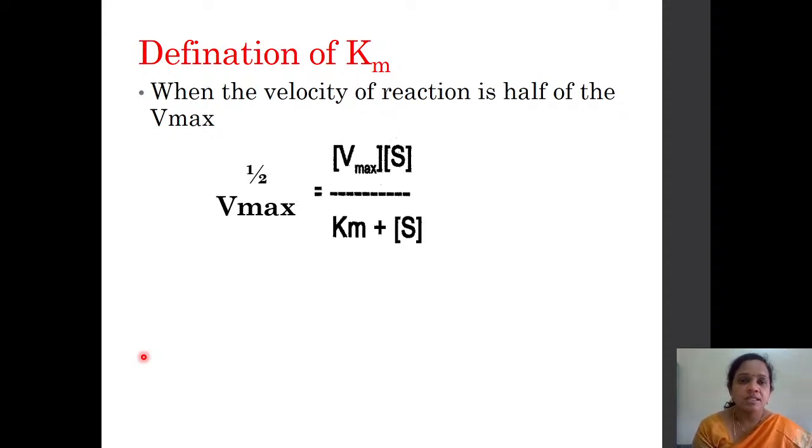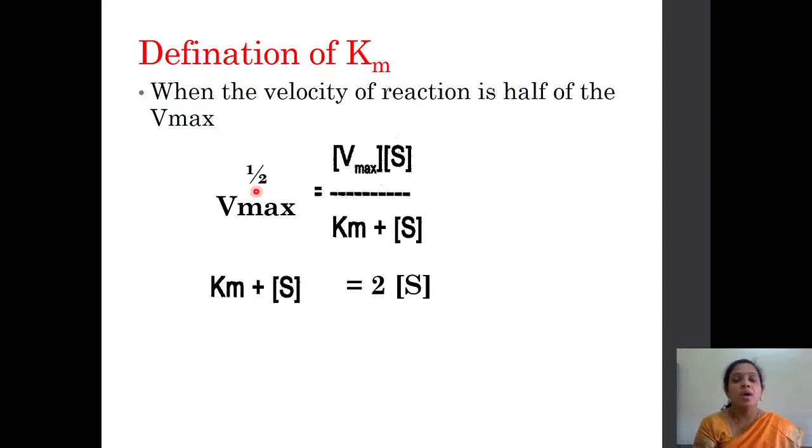So half Vmax is equal to Vmax times the substrate divided by Km plus substrate. Now, when the velocity is half of the maximum velocity, how the equation turns out, we'll just calculate. You have to do it by yourself, or else you won't remember the derivation, and this derivation is very important. In this derivation, I am trying to explain how you define Km, the Michaelis constant. For that, we need to understand this derivation.